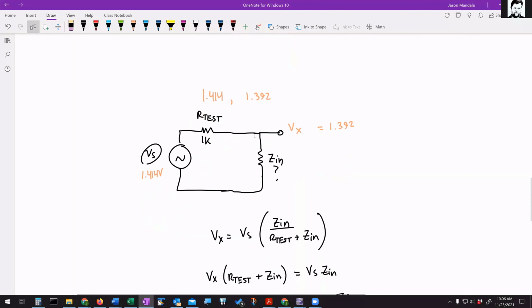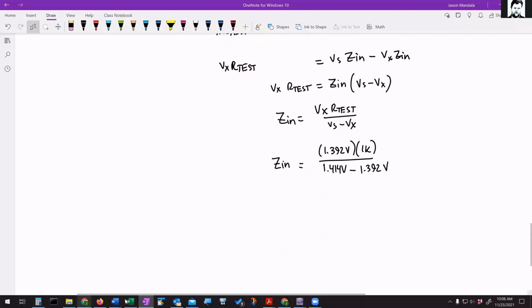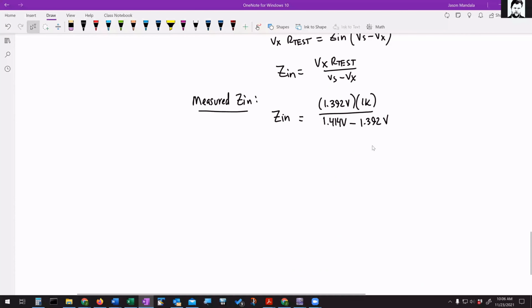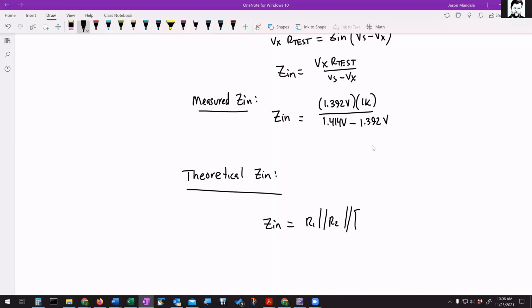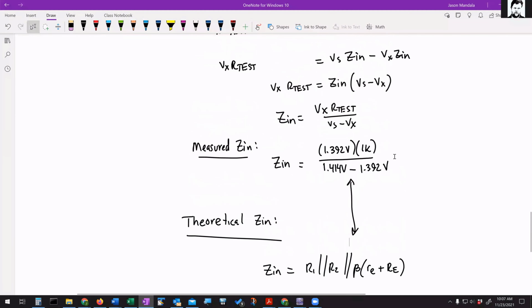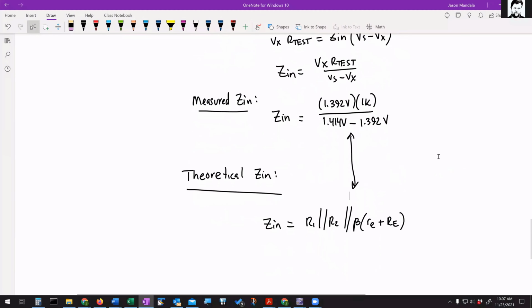We're connecting this resistor and then not connecting it, and that's going to cause a drop or no drop here. We're measuring how much it drops and then using that to solve for the unknown Zin. I don't have MATLAB open right now, but you can play with that. That would be the measured input impedance, and then you can compare that with theory. The theoretical Zin was R1 parallel R2 parallel with beta little re plus capital Re. Once you've calculated it this way and measured it this way, you can compare those two values.